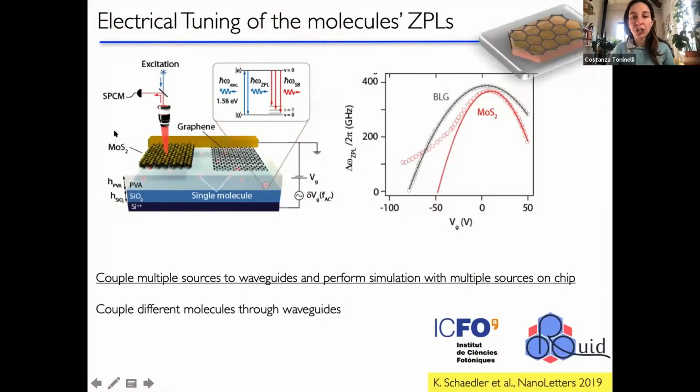Okay, which other features would you like your single photon source to have? One thing is the tunability. You want to be able to move the zero phonon line frequency. And now we start to pick and place our emitters in different functional devices. So the effect we exploited here was the voltage-induced Stark shift of the molecule zero phonon line.